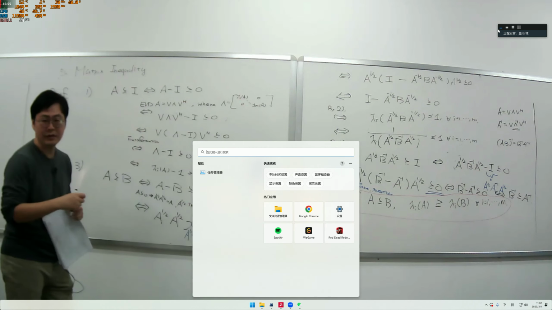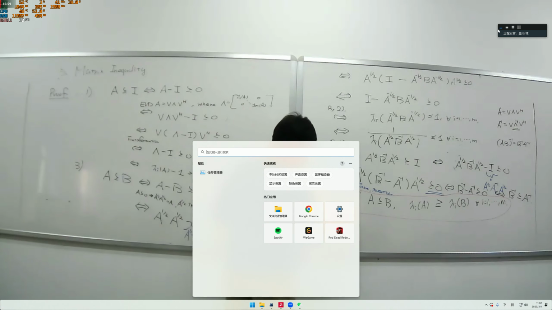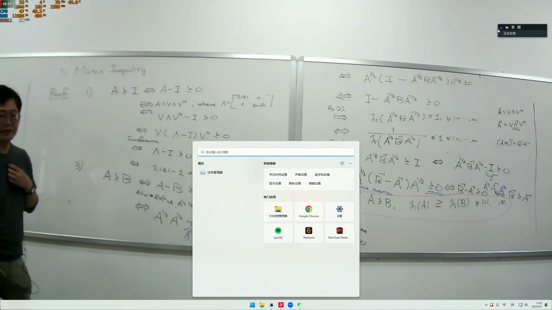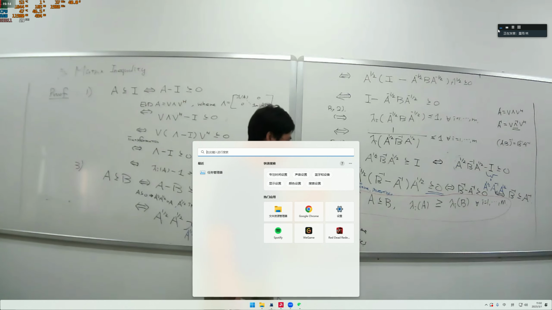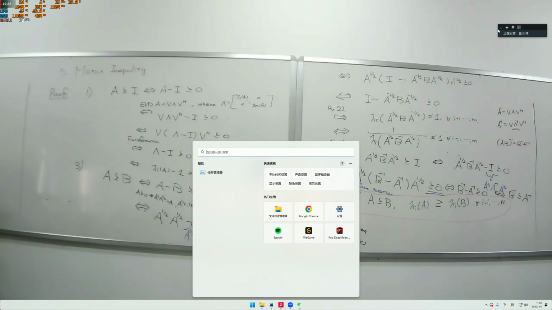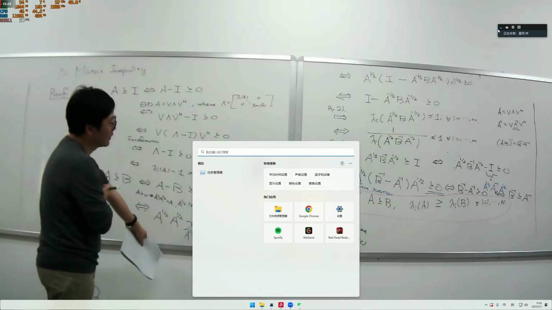The last one. To prove the last one, we need to know more properties. So let's keep this in mind. We are going to prove this: if A is greater than or equal to B, then all the eigenvalues also satisfy this inequality.